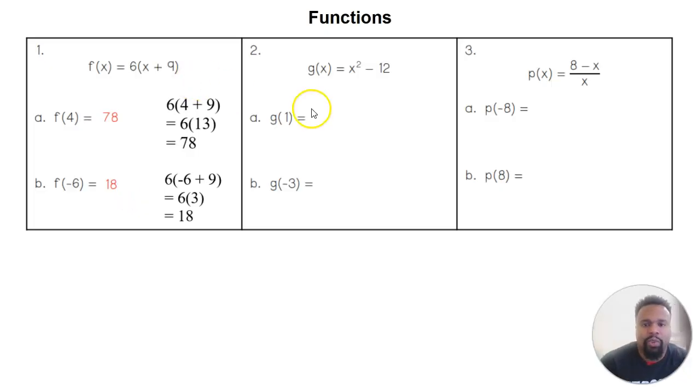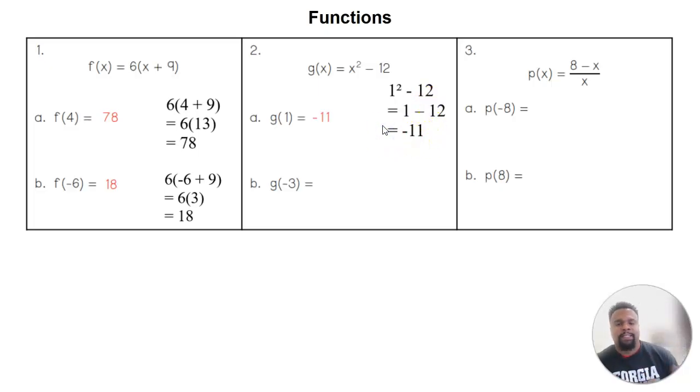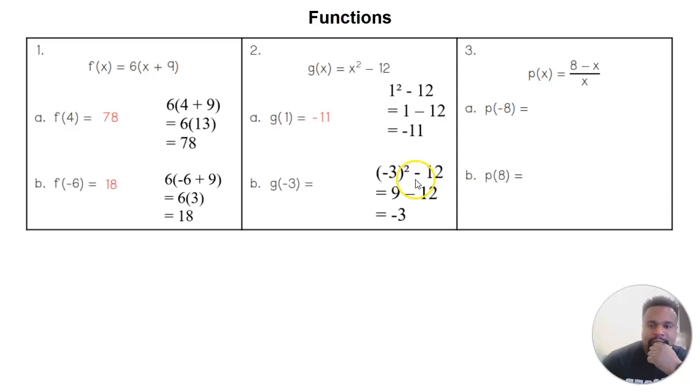All right, let's look at number 2 here. We're substituting 1 for x. So we're going to have 1 squared minus 12. 1 squared is 1, and then 1 minus 12 is negative 11. So negative 11 will be our answer. All right, and then for part B, we're going to do negative 3 for x. So negative 3 squared minus 12. Negative 3 squared is 9. 9 minus 12 is negative 3. So negative 3 will be our answer.